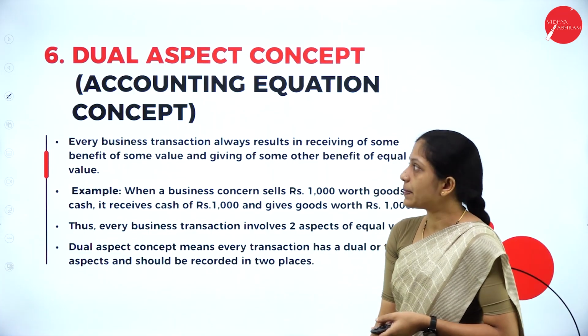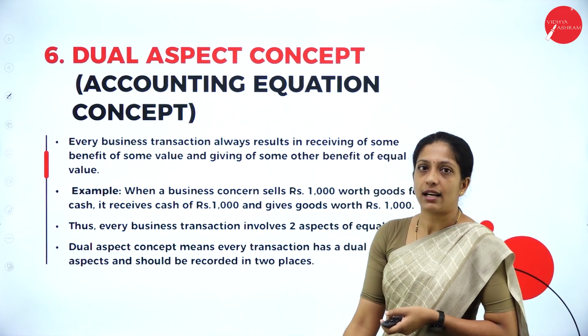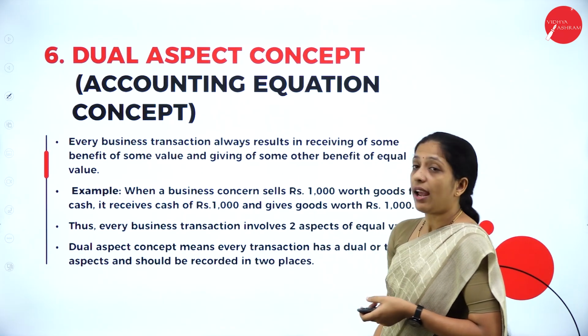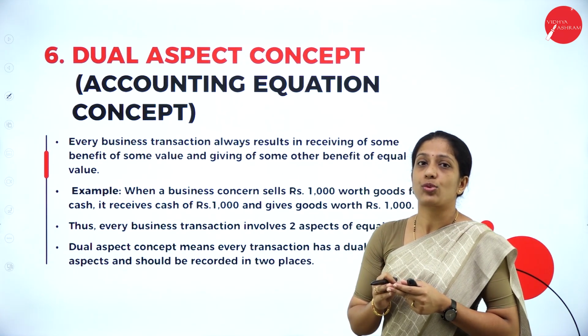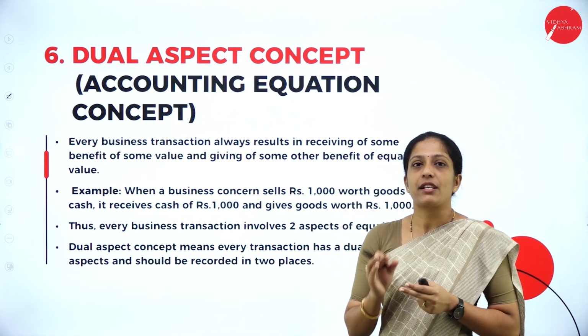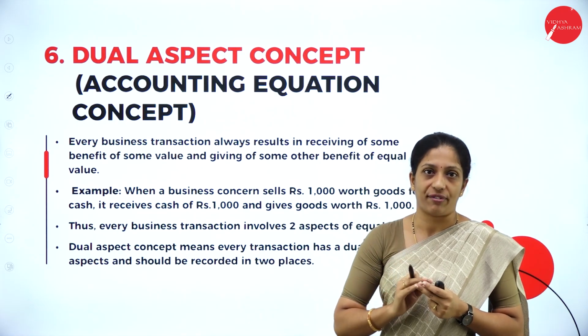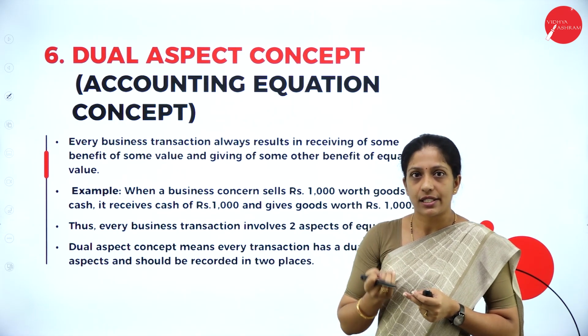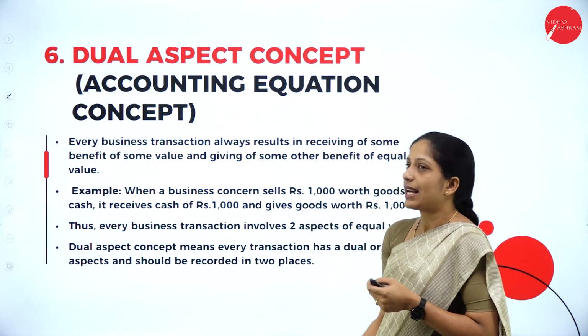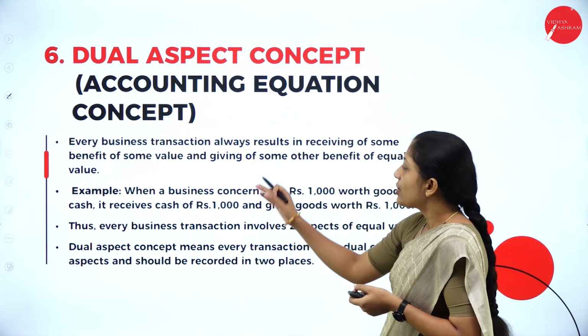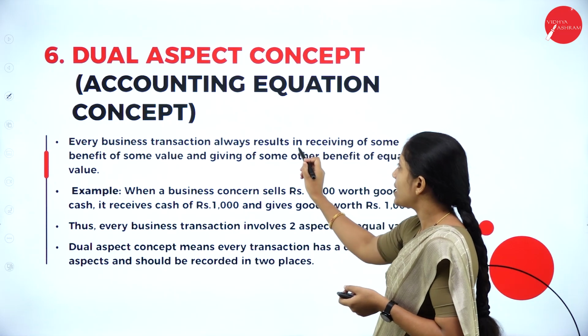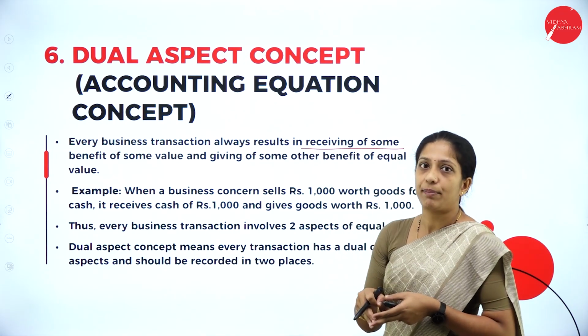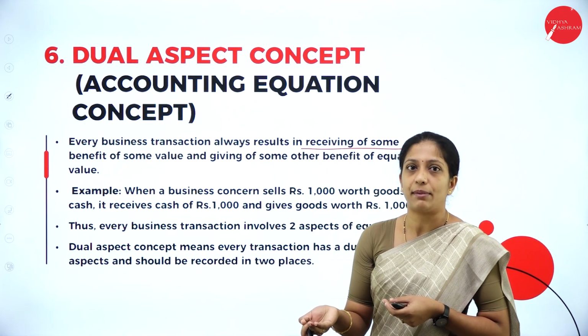Next is dual aspect concept, or it is also called accounting equation concept. So every business organization, dual means what? Two. So every business organization will have two effects. One is giving effect, other one is taking effect. So it is also called accounting equation concept. Every business transaction always results in receiving of some benefit and giving of some benefit simultaneously.